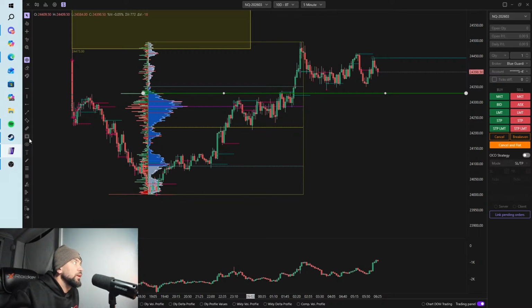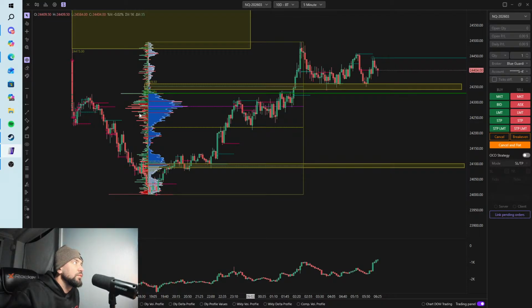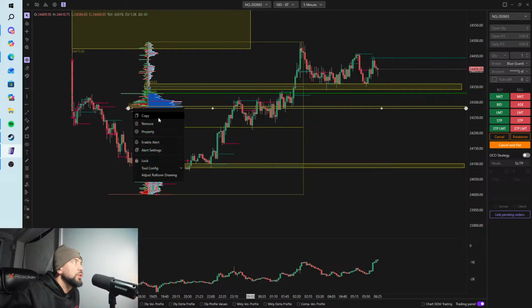Then what we're going to do is mark out the value area high. Value area low. All right, so we mark out two different areas, right? And then we're going to mark out the area where there's the two biggest selling, which is there and there. I'm just going to create a box here.